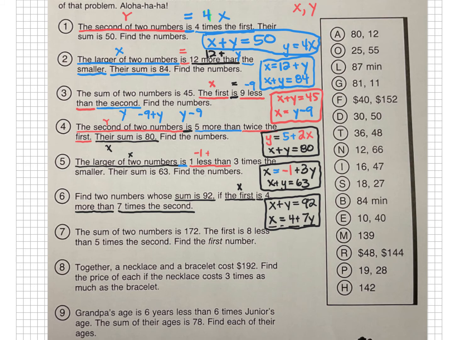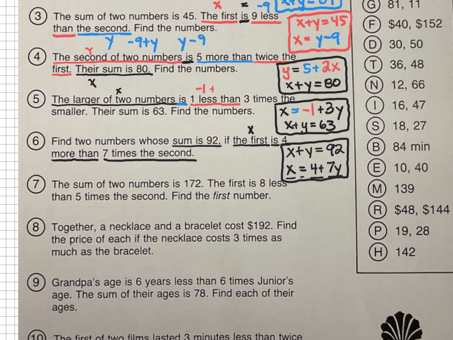Okay, let's see. Number 7, the sum of two numbers is 172. So we're already at x plus y equals 172. This happens all the time. The first number, we'll say x, is equals 8 less than, so we're going to start off with, we're already going to start off at -8 or 8 below something.